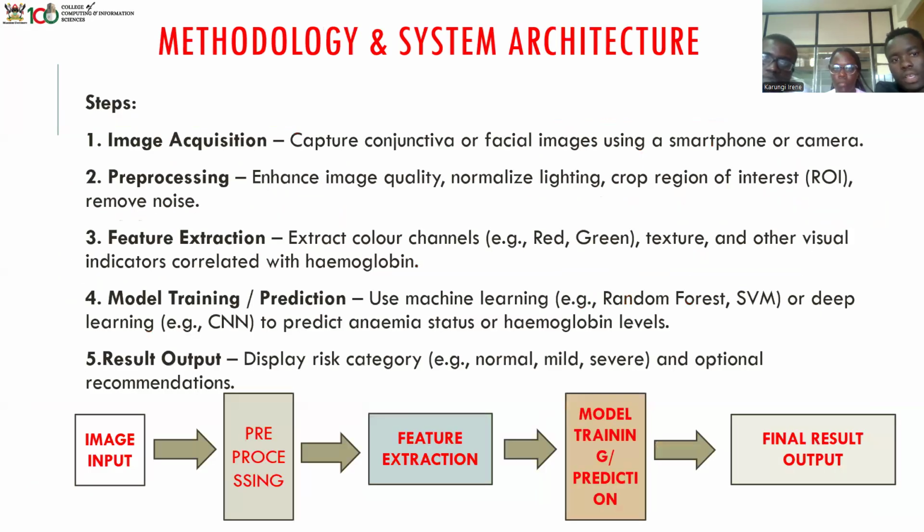Let me take you through the methodology and the system architecture. One is image acquisition, where we are going to use our smartphones and cameras. We pre-process the image, that means enhancing the image quality. We do feature extraction, that means we extract the color channels, the textures and the rest. And then we do model training, that is our machine learning process. And then we have our result output, that means displaying the risk categories, that is, is it normal, mild, or severe anemia?